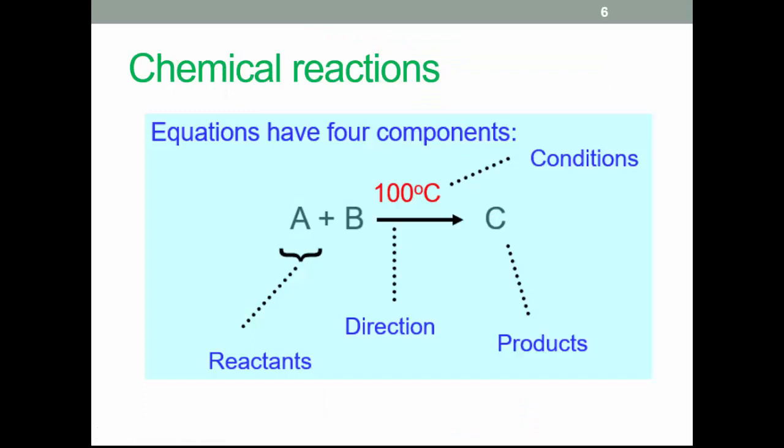So, some revision. Chemical reactions. In this generic reaction, we have two reactants, A and B, which undergo a chemical reaction to produce a single product, C. The number of reactants and products may vary depending on the particular reaction, of course. The reaction takes place under certain conditions. In this case, a temperature of 100 degrees centigrade is needed, and it's in a particular direction, from reactants to products. As we'll see, more complicated directions are common in biochemistry.